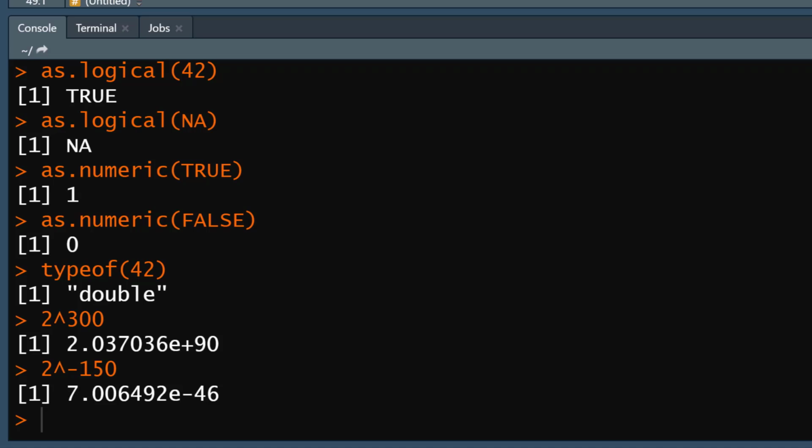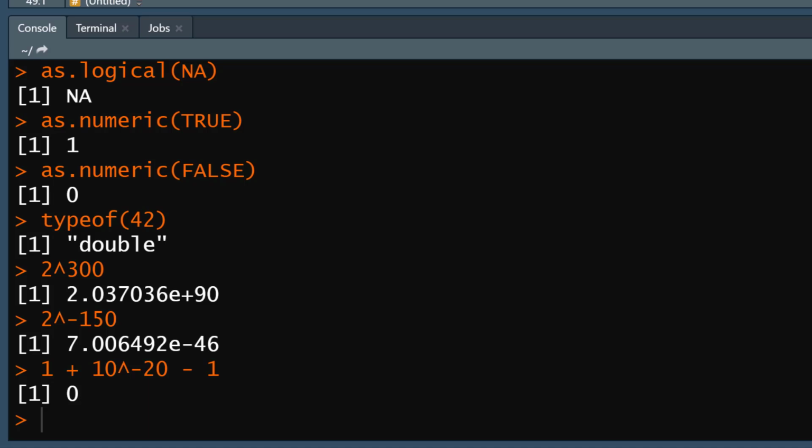So again, floating point numbers only have 16 digits of precision, and this can lead to some weird results. So what I'm typing in here is 1 plus 10 to the negative 20th power minus 1. Now if you did this by hand, the 1s would cancel out, and you would get 10 to the negative 20th power. What you can see here is what R does is it takes 1, adds 10 to the negative 20th power. There's only 16 decimal places of precision, so that 10 to the negative 20th power kind of drops off the end there. Then I subtract off 1, and I get exactly 0 back. So this is how floating point numbers can lead to some very weird results.